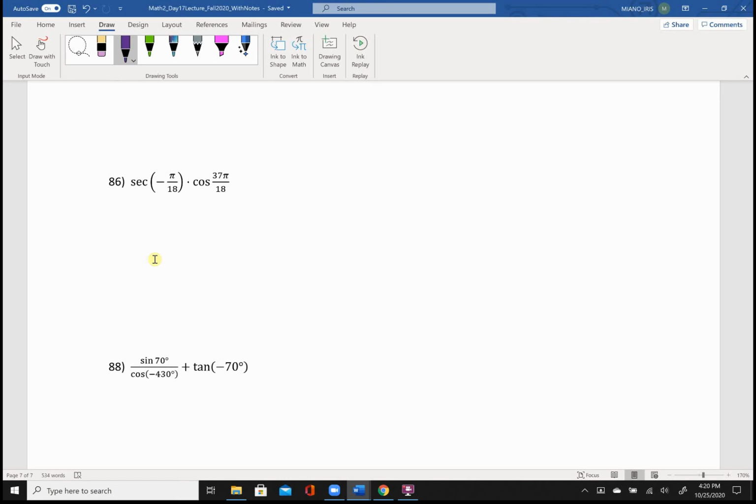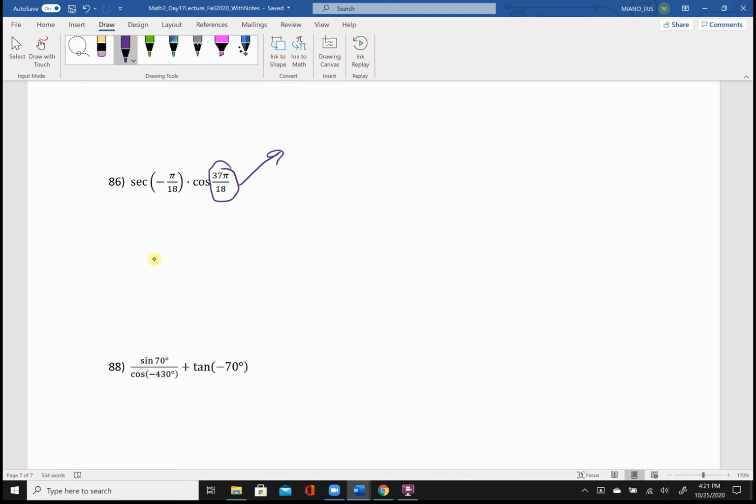Secant of negative pi over 18 times cosine of 37 pi over 18. Ooh, 37 pi over 18, yikes. It looks like we need to think about this in terms of the periodic nature of cosine. We have a denominator of 18. It sure would be nice if we could double the 18 as far as the number of pi's in the numerator, because then we could take out a factor of 2 pi, which is equivalent to 0 radians, and then we could just see what's left over.